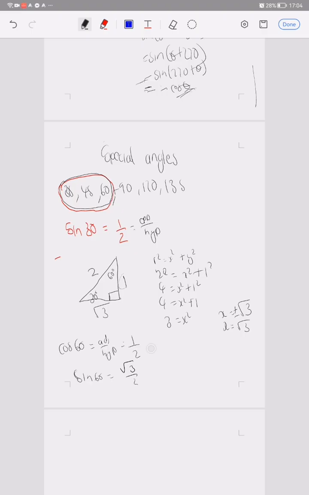So let's see, what about tan of 30? The tan of 30 is just opposite over adjacent, which is 1 over the square root of 3. Then what about the tan of 60? What will it be?